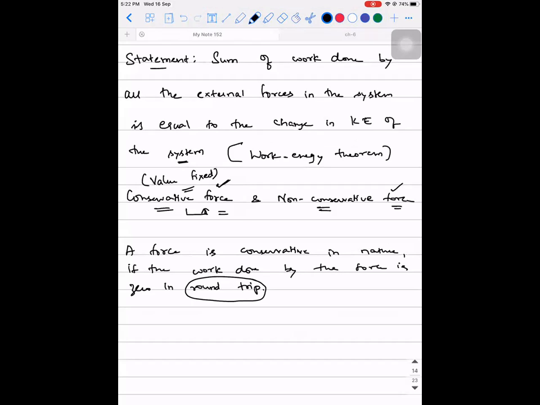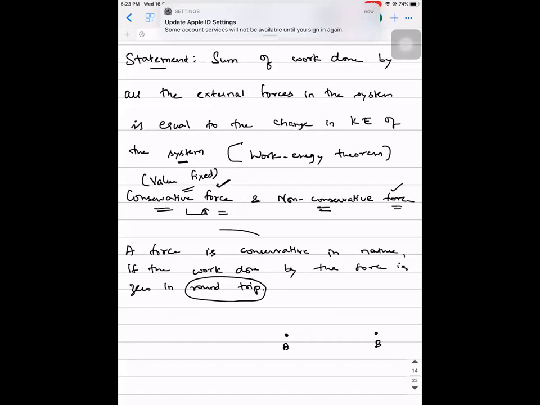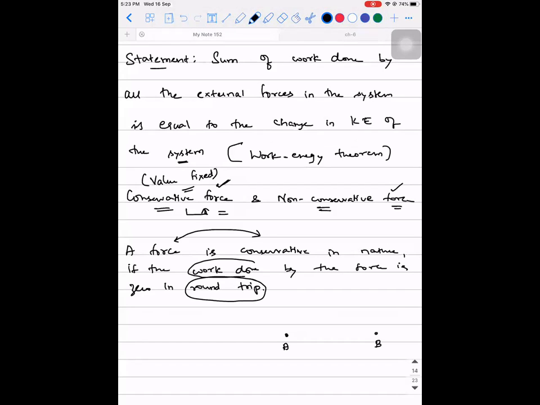What do you mean by round trip? You're starting at a particular point, going to some other point, and then again coming back to the same point, right? So this is what is called a round trip. So what should a force which is conservative in nature do? A force which is conservative in nature should do zero work in the round trip.